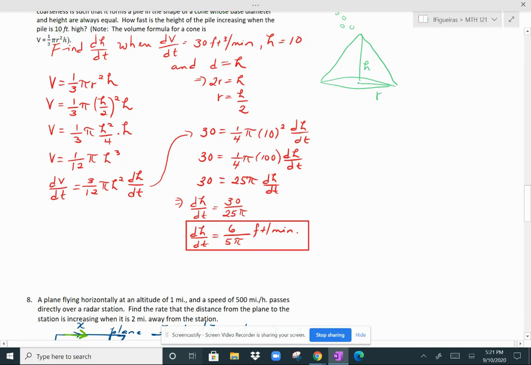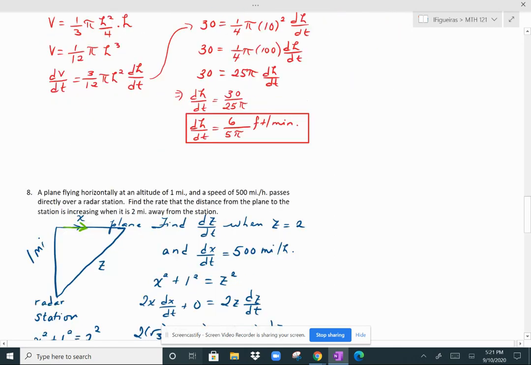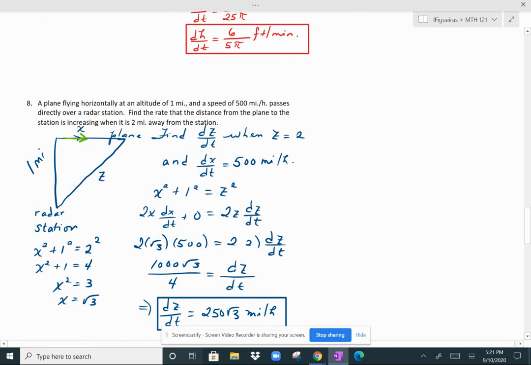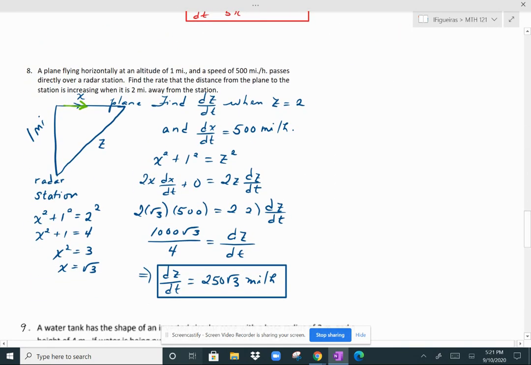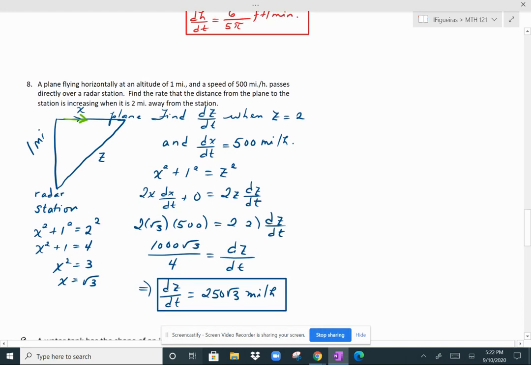All right, let's move on to another one. This one's about a plane. So a plane flying horizontally at an altitude of 1 mile and a speed of 500 miles per hour passes directly over a radar station. Find the rate that the distance from the plane to the radar station is increasing when it is 2 miles away from the station. All right, so here's my radar station.